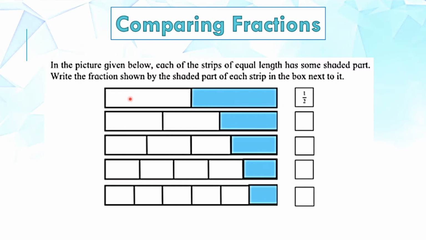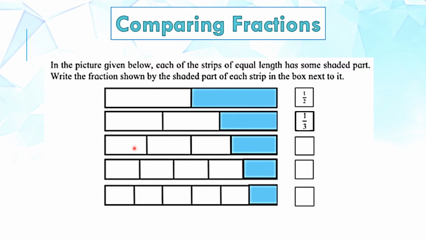So here two parts are there and one is shaded. So our fraction will become 1 upon 2. Same way here three parts are there with one part shaded. So here the fraction will become 1 upon 3. One part shaded and three different parts of the same size.